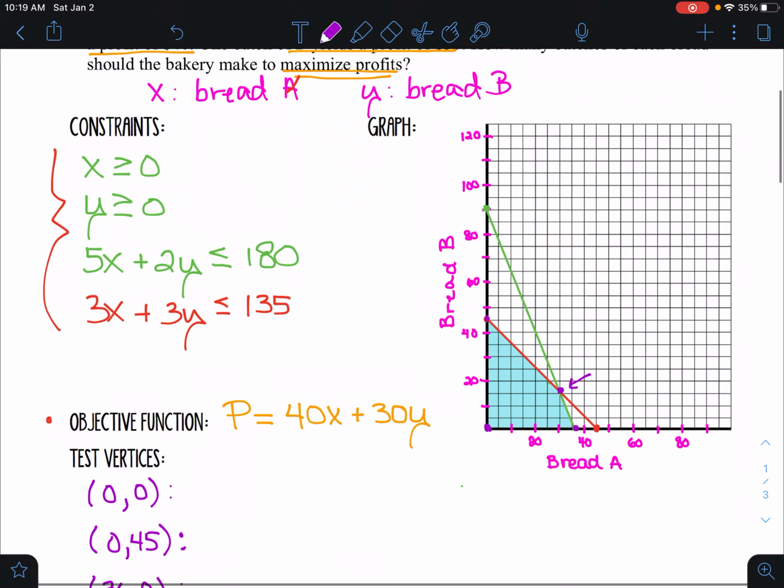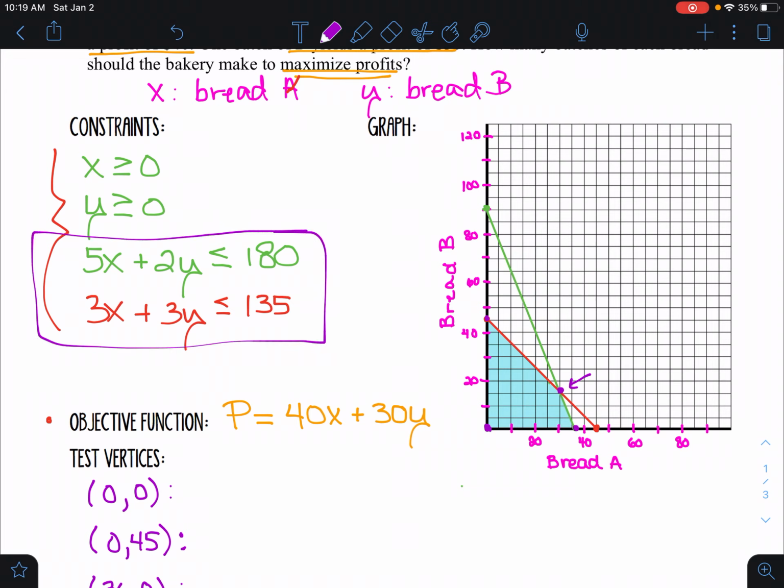So then what you want to do to confirm is we can use the previous. So if we look at these two right here, what I want to do is find out where those two lines cross. That would be that point that I have the arrow there pointing to. So how do we do that? We can use elimination here.